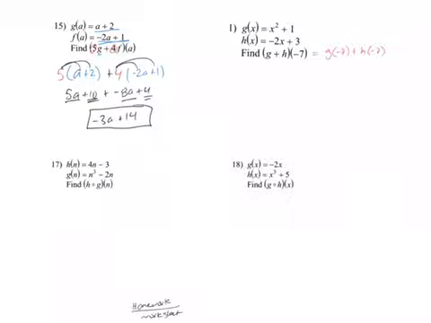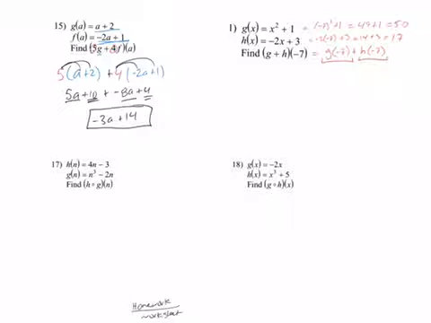So let's find out what this piece is. G of negative 7 would be negative 7 squared plus 1, which comes out to be 49 plus 1, which is 50. H of negative 7 would be negative 2 times negative 7 plus 3. Negative 2 times negative 7 is going to give me positive 14 plus 3, 14, 15, 16, 17. So 17.